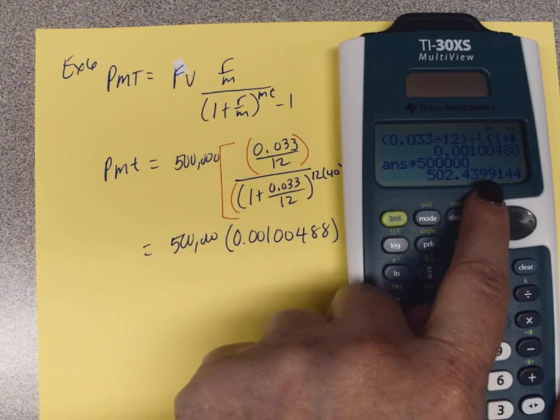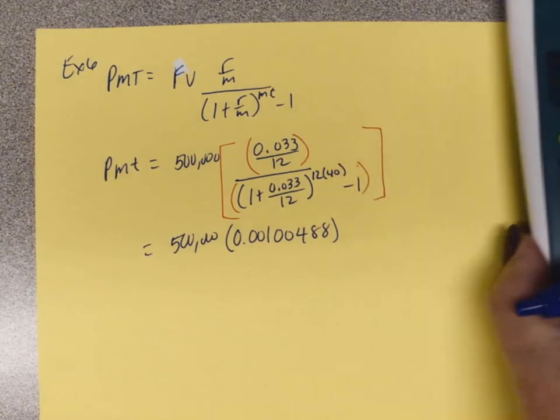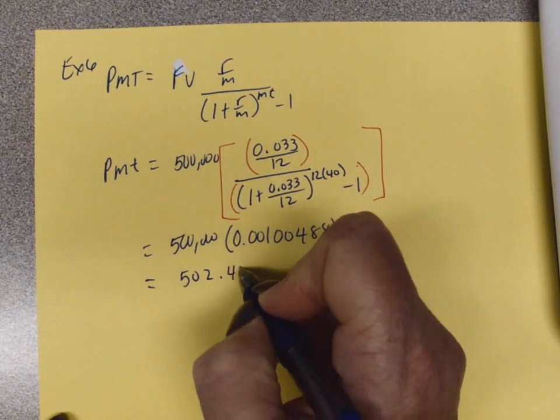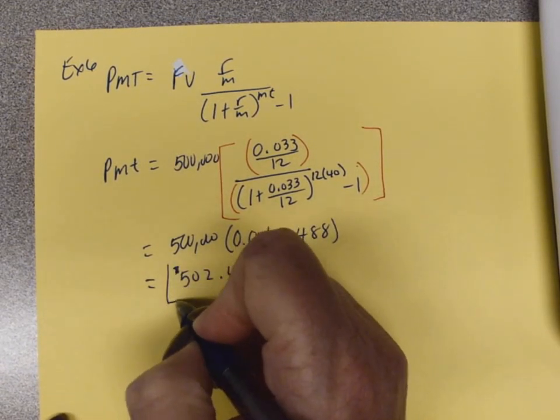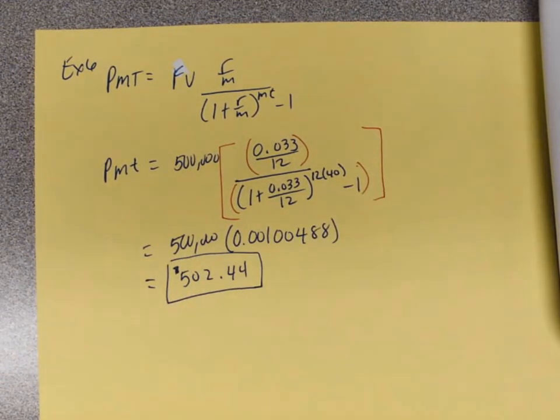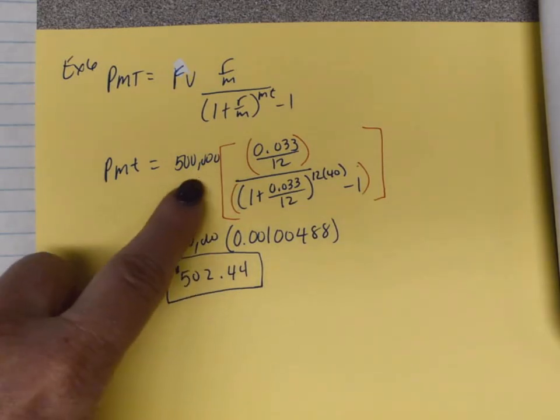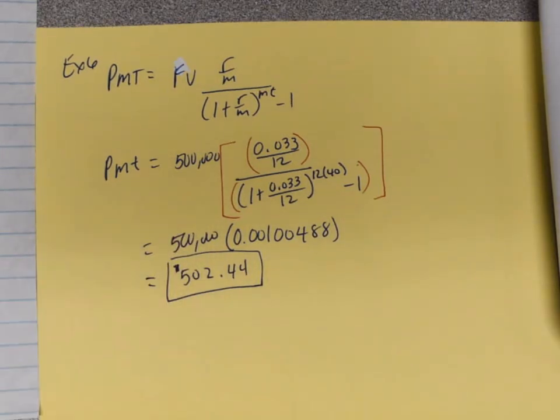502.439. That 9 is going to cause the 3 to round up. So it will be 502.44. So what we have to do is deposit into our account $502.44 every month in order to have $500,000 during that time of 40 years.